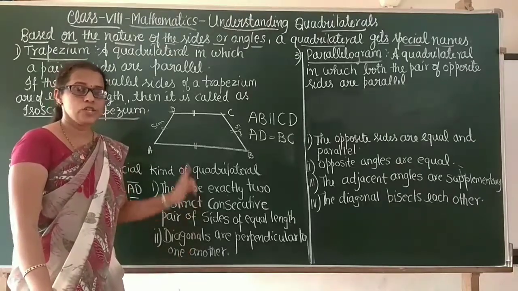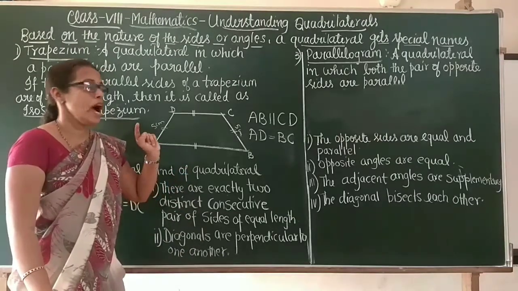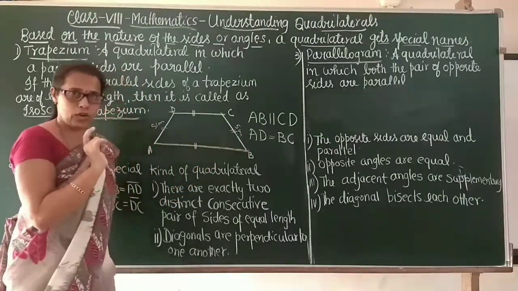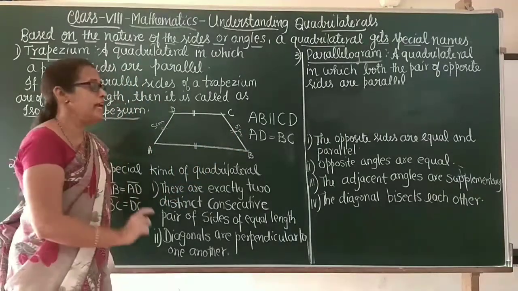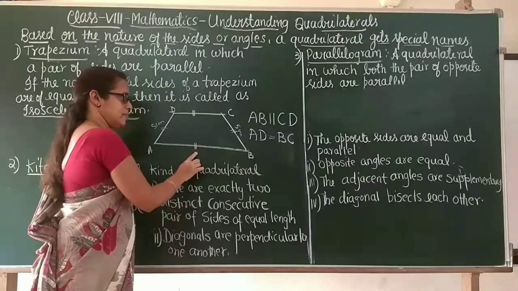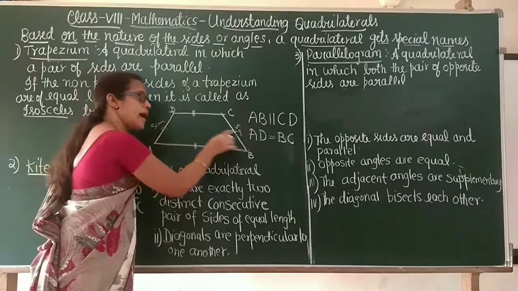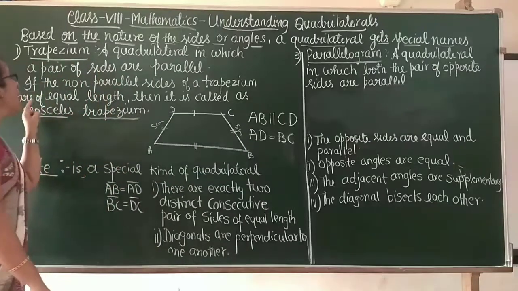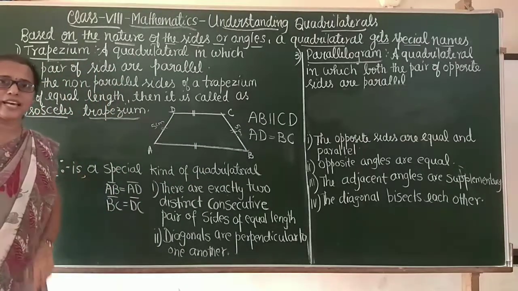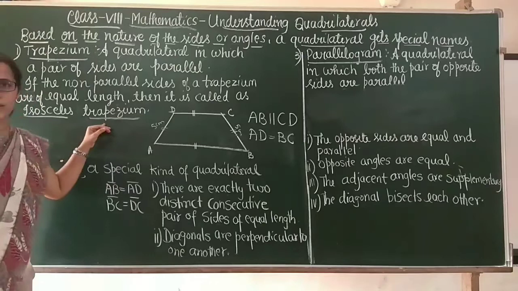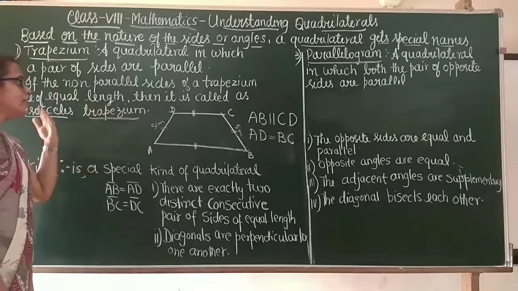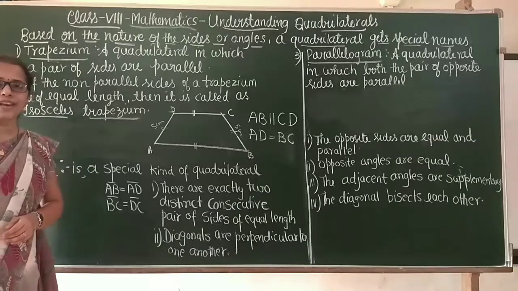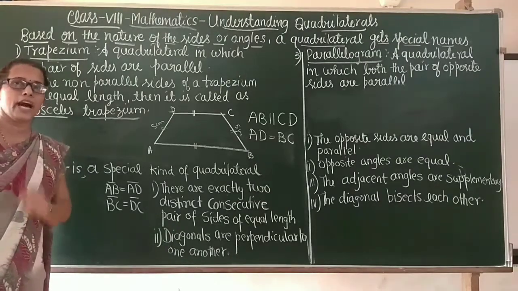Okay, children? Isosceles means the non-parallel sides are equal in length. So these are the parallel sides. These are the non-parallel sides. They have equal length. Then such a trapezium is called an isosceles trapezium. So after learning about trapezium, let us move to the next quadrilateral, that is a kite.